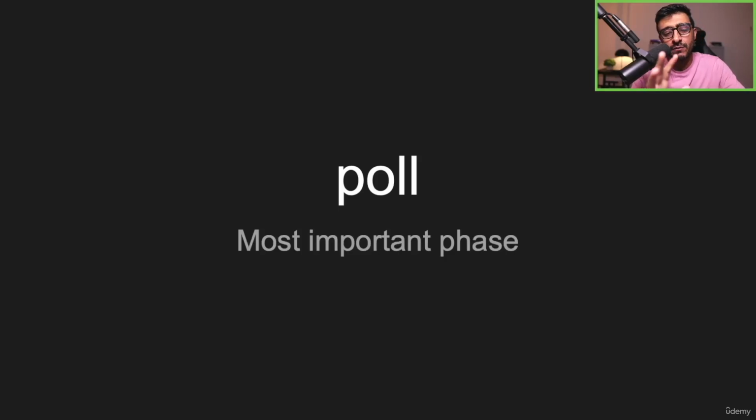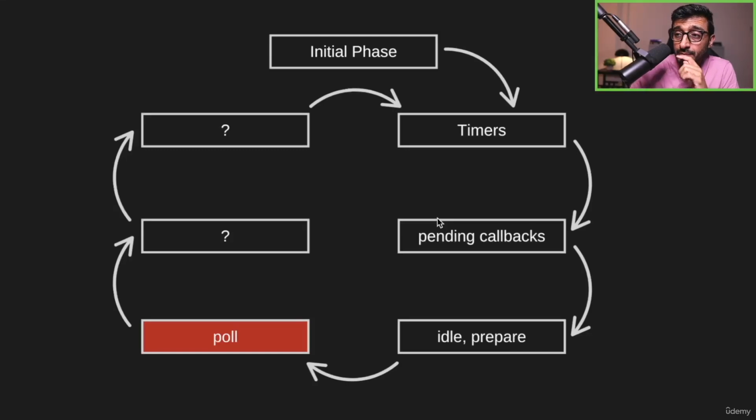Okay, we get to the most important phase in Node.js, and that's the poll phase. This is where I/O is actually being executed, and this is also where I/O callbacks are being executed. So what is the difference between these two? Let's go through them real quick.